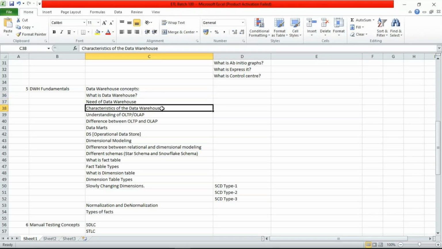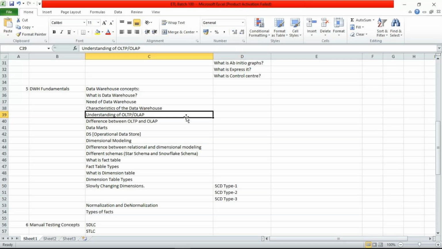There are some characteristics of a data warehouse, that it is time variant, non-volatile. All such characteristics of a data warehouse we'll see in depth. There is a concept called OLTP and OLAP in data warehouse. So we'll see what OLTP is, what OLAP is: online transactional processing and online analytical processing. What is online transactional processing? What is online analytical processing?